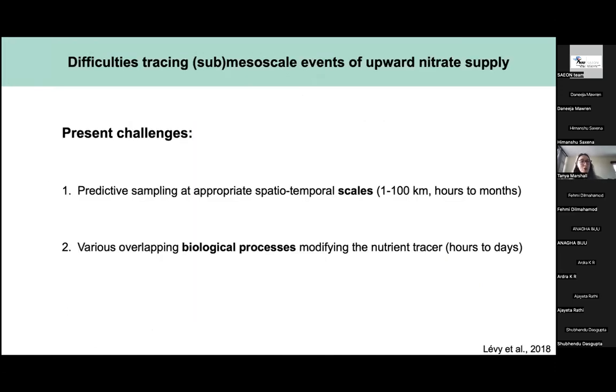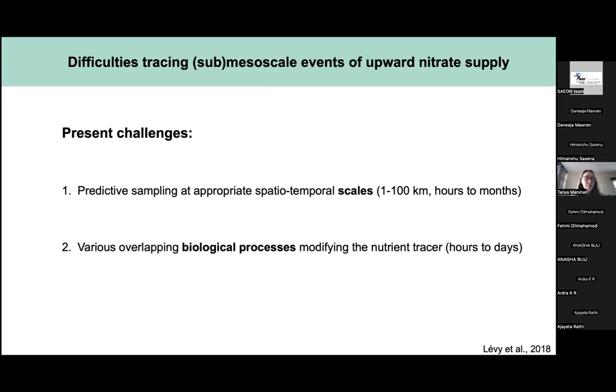I'm going to talk about them right now. So identifying the impact of sub-mesoscale or small-scale nutrient fluxes is difficult. And it's difficult for two primary reasons. More reasons, but I'm just going to talk about two. So the first one is that the scales that these processes happen at are small, right? So when we talk about mesoscale and sub-mesoscale, we're looking at spatial scales of 1 to 100 kilometers and temporal scales ranging from hours to months. So sampling these ephemeral events is of course difficult, particularly with ship-based sampling.